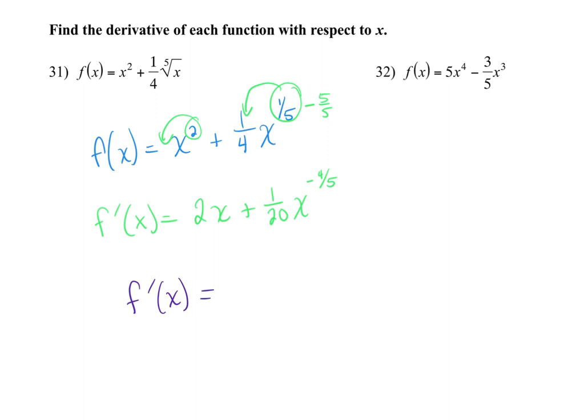I don't mind if you leave it as a radical or as a fractional exponent, but I don't want a negative exponent, okay? So you can do it two ways. You can either do it like this, 1 over 20 x to the 4/5, or you could say 2x plus 1 over 20 5th root of x to the 4th. I don't care. I think your answer key leaves it like this, so.